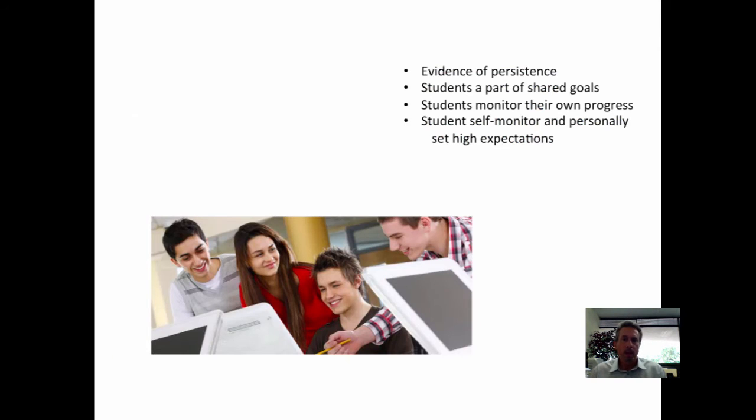What we look at from teachers is that when you go in there, you look at how the students have taken the overall classroom environment and taken ownership themselves. There needs to be evidence of persistence on the part of the students, that when things don't go well early on, they keep working at it until they understand it. You want to see that students feel like they are a part of the overall goals of the classroom. You want students to be able to monitor their own progress, to take ownership for their own education.